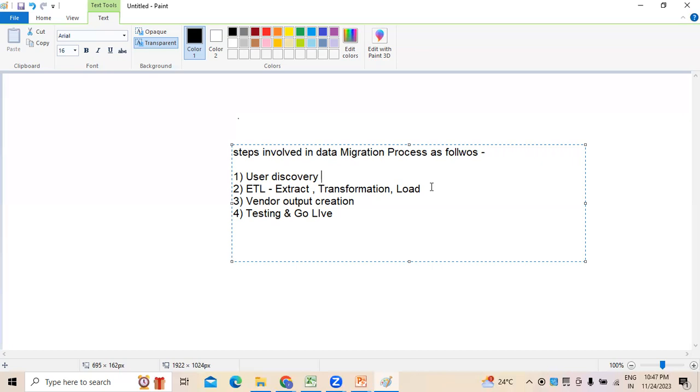and load the information into the staging database to clean and transform the information prior to uploading to the new system.